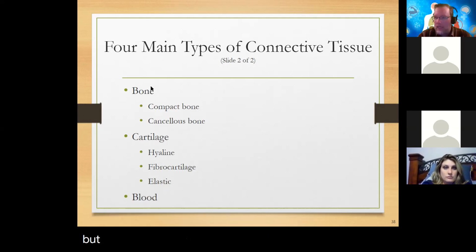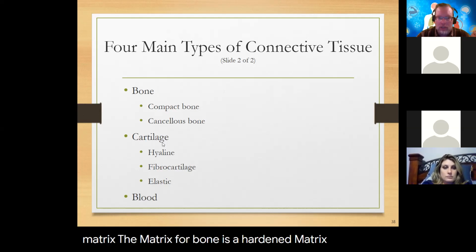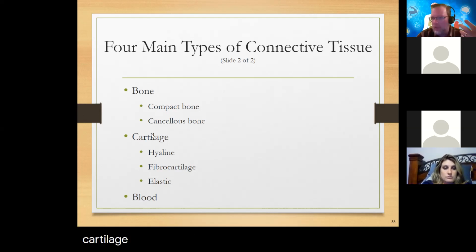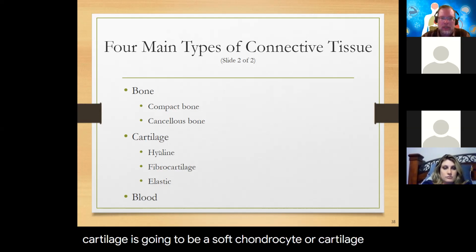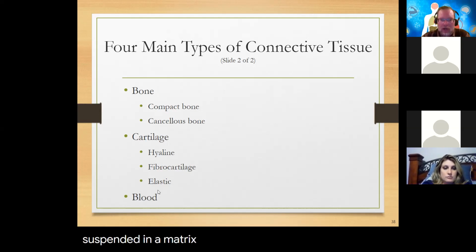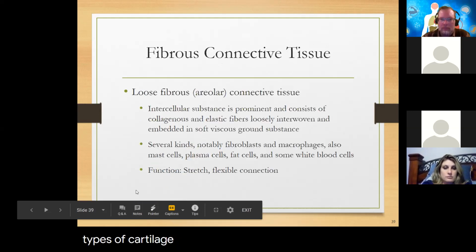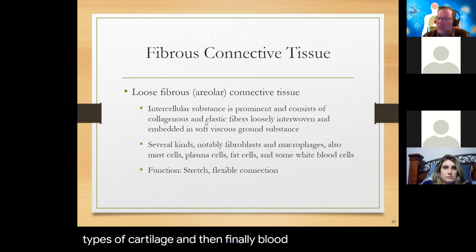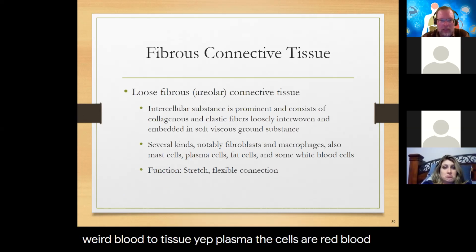Bone is a connective tissue simply because it's cells in a matrix. The matrix for bone is a hardened matrix. The cartilage is going to be soft chondrocytes, or cartilage cells, suspended in a matrix. We're going to see 3 different types of cartilage. And then finally, blood. Blood, that seems weird. Blood's a tissue? Yep, it's cells in a matrix. The matrix is called plasma. The cells are red blood cells, white blood cells, and platelets.